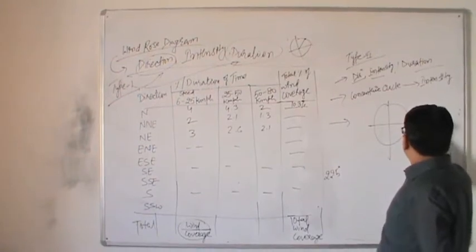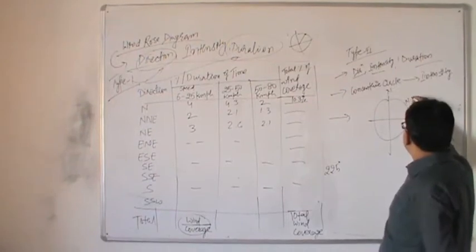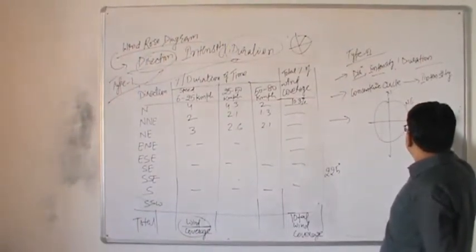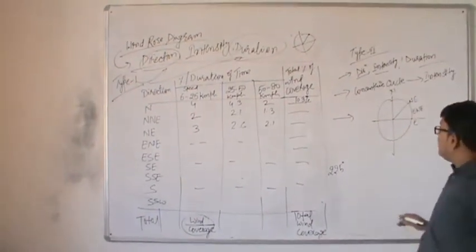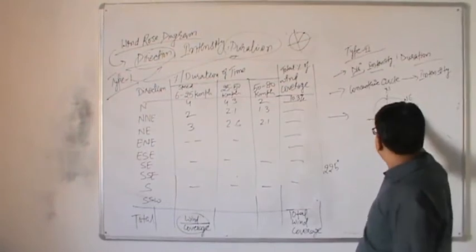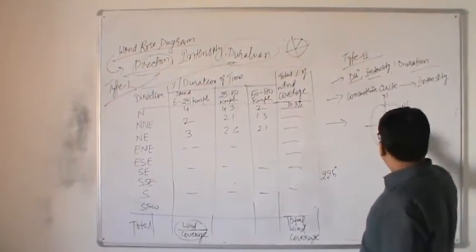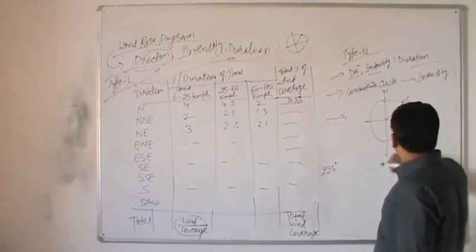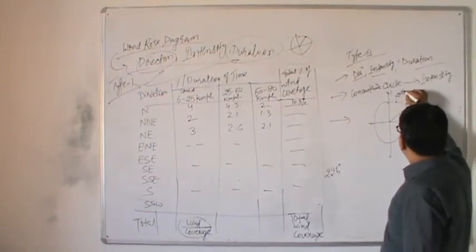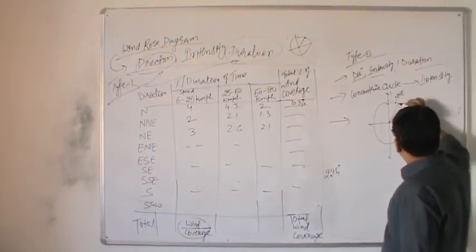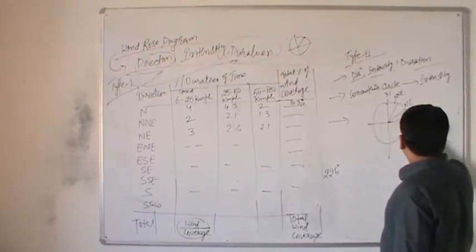Suppose this is the east, this is your north, this is the northeast, so this will be the east-northeast. In case of type 1, the radial line was joining directly the direction. While in case of type 2, these radial lines join the center of direction. That means this is the center of this direction, it will join this. This direction will be north-northeast. So rather than joining this, it will join the center of this direction, like this. So these are the directions.